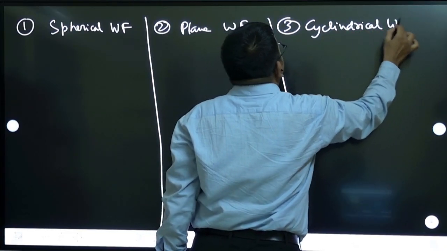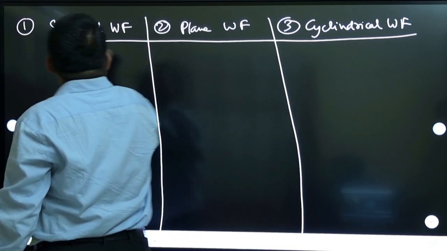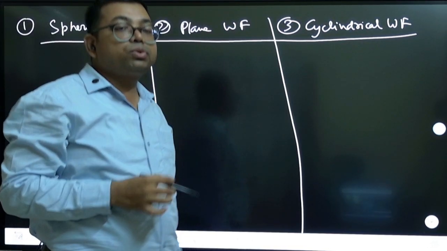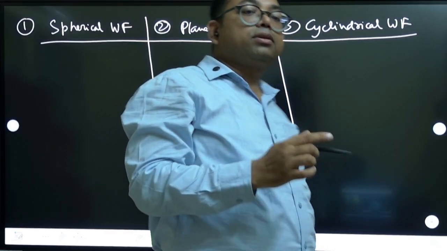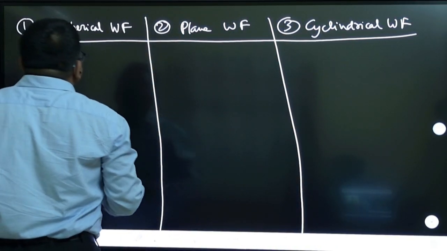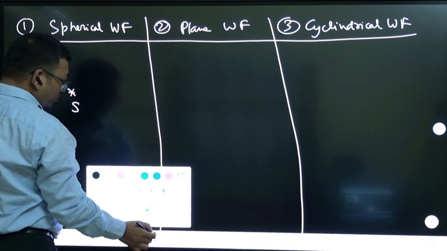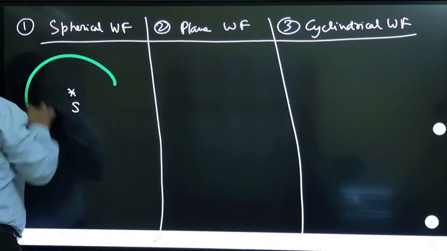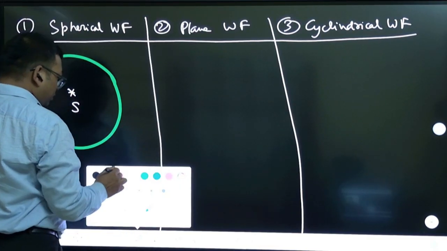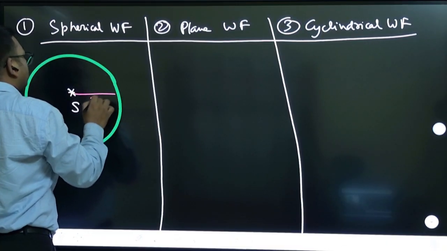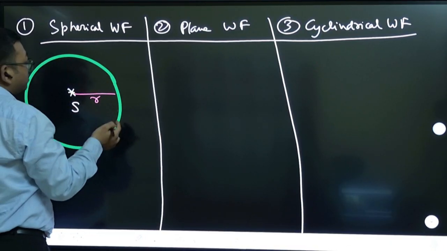Cylindrical wavefront. And in each case, we try to find out the amplitude and intensity because they will ask these questions. Okay. So suppose that there is a point source S. It produces a wavefront like this. Let us take a distance r from here. We have taken r as the radius of this wavefront.